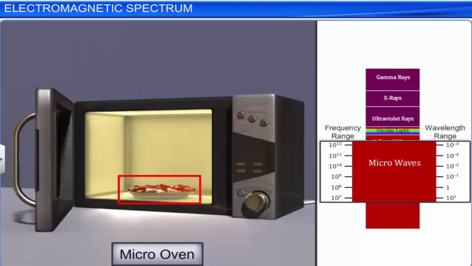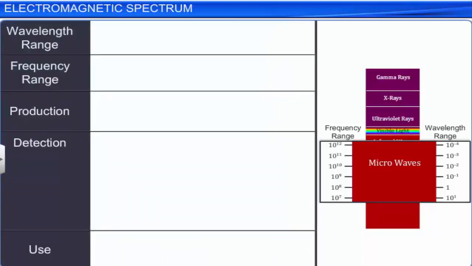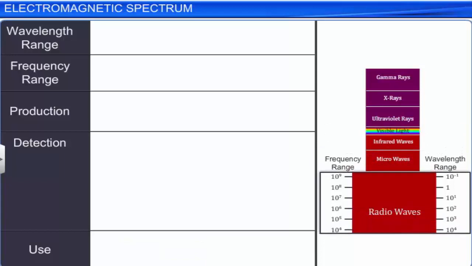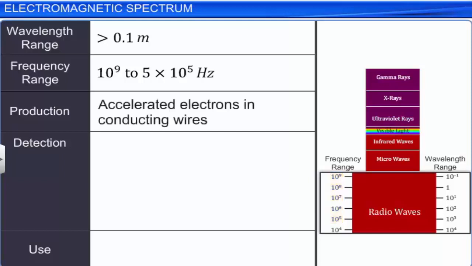Finally, we shall discuss radio waves. Wavelength of radio waves is greater than 0.1 meter. The frequency is in the range of 10^9 Hz to 5 x 10^5 Hz. Radio waves are produced by accelerated electrons in conducting wires. Radio waves can be detected by receiver aerials. These waves are used in radio, television broadcasting, and communication systems.